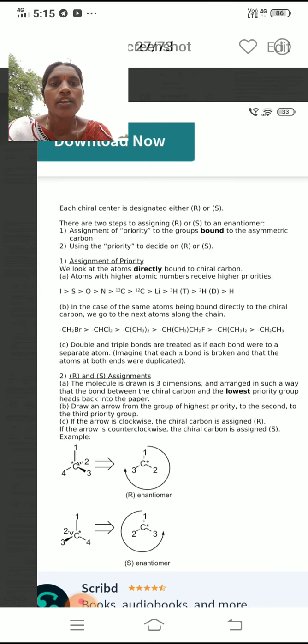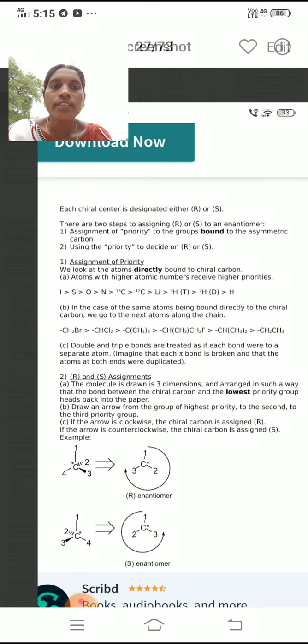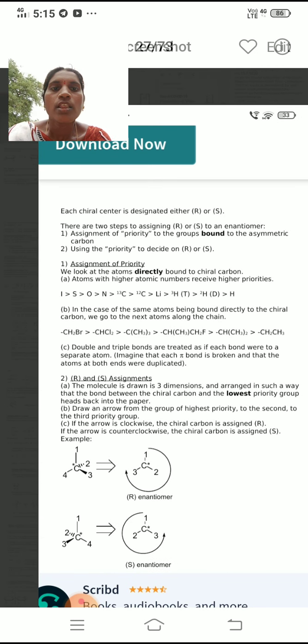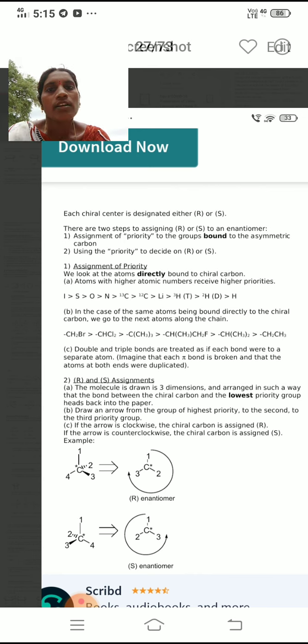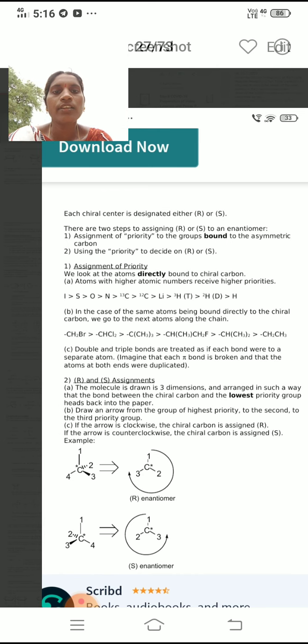Once the priorities are given, if those priorities 1, 2, 3 are connected and give a clockwise direction, then the configuration is given as R. If the priority groups 1, 2, 3 are connected and give an anti-clockwise direction, then the configuration is S. So these are the rules for RS nomenclature.